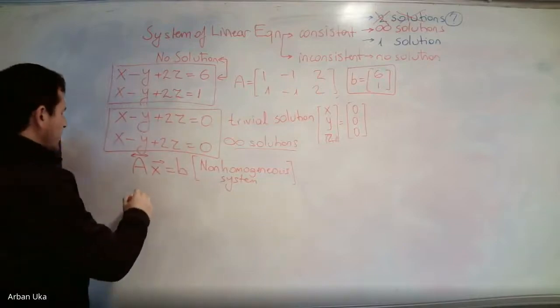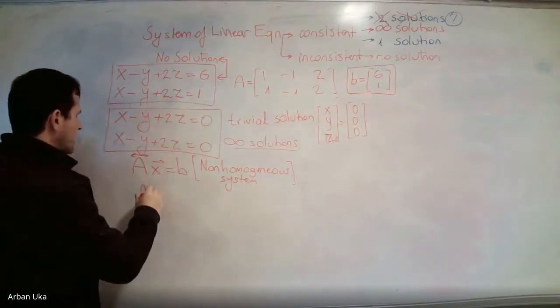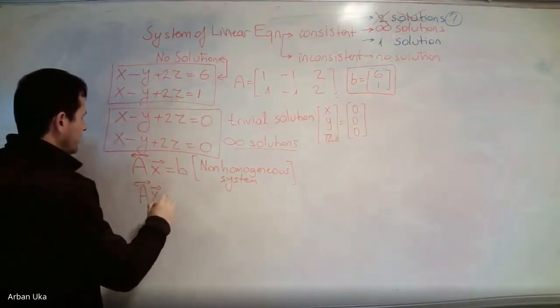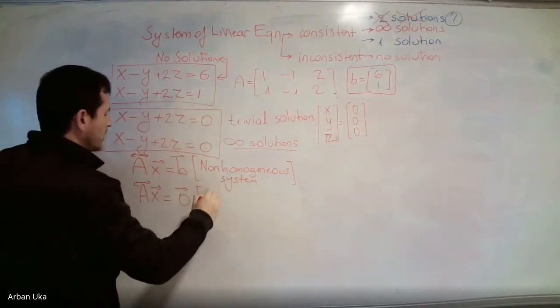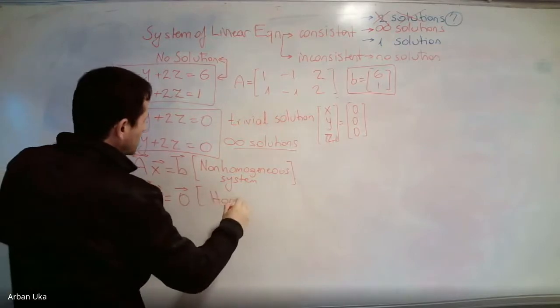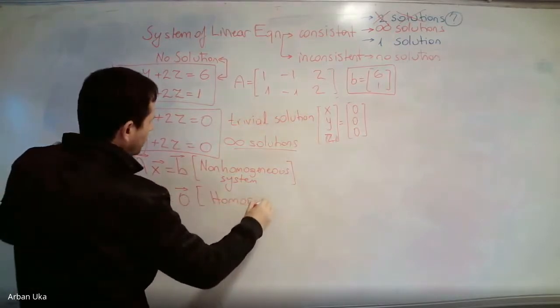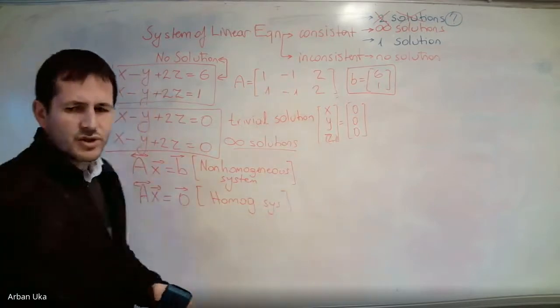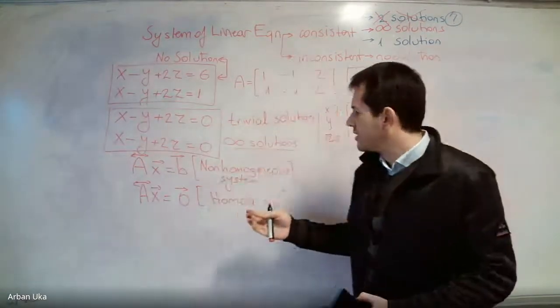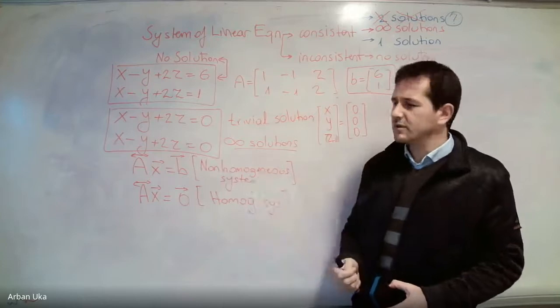Then, if we have another equation which looks like this, Ax is equal to 0. Okay, let the b vector be equal to 0. This one we call a homogeneous system of linear equations, okay? So what makes it homogeneous is that the right-hand side is equal to 0.